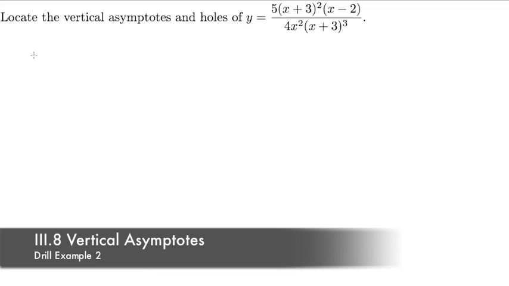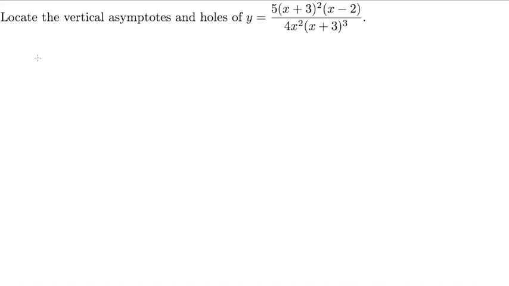All right, here's one more. So locate the vertical asymptotes and holes of y equals 5 times x plus 3 squared times x minus 2 over 4x squared times x plus 3 cubed.